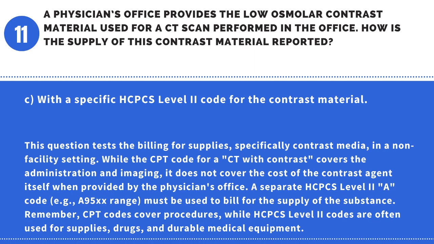Answer: C. With a specific HCPCS Level II code for the contrast material. This question tests the billing for supplies, specifically contrast media, in a non-facility setting. While the CPT code for CT with contrast covers the administration and imaging, it does not cover the cost of the contrast agent itself when provided by the physician's office. A separate HCPCS Level II A code, e.g., A95XX range, must be used to bill for the supply of the substance. Remember, CPT codes cover procedures, while HCPCS Level II codes are often used for supplies, drugs, and durable medical equipment.